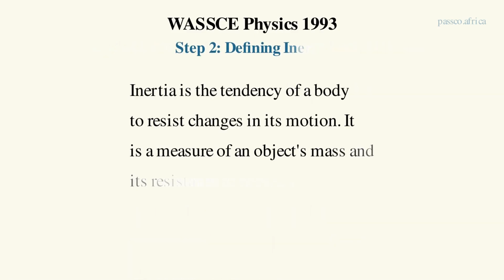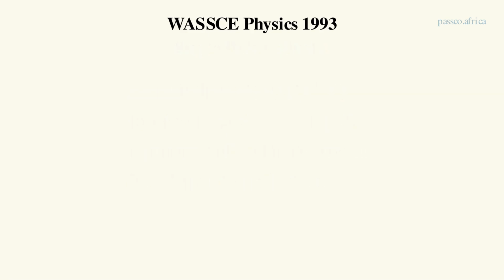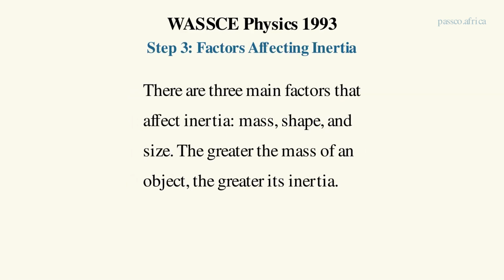Step 2. Defining inertia. Inertia is the tendency of a body to resist changes in its motion. It is a measure of an object's mass and its resistance to acceleration. Step 3. Factors affecting inertia. There are three main factors that affect inertia: mass, shape, and size. The greater the mass of an object, the greater its inertia.